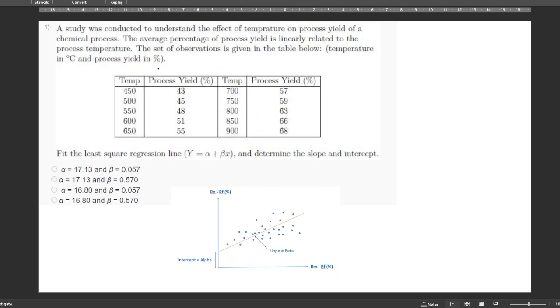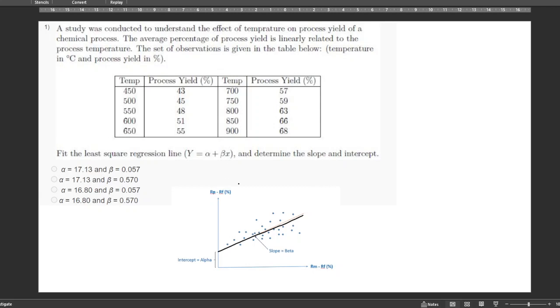They are asking us to fit the least square regression line. This is a kind of least square regression line. This line averages out the errors and gives an estimated straight line.